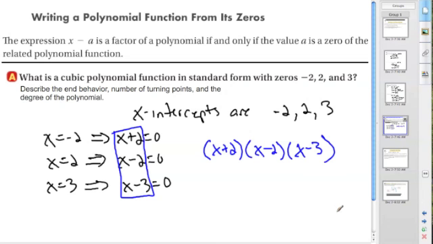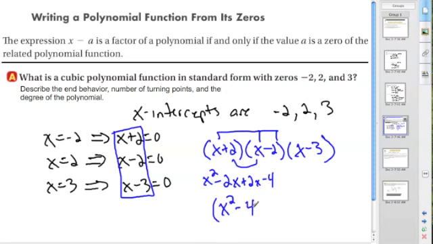Now we use the distributive property. So x times x is x squared. X times -2 is -2x. Then we have positive 2x and -4. Combine like terms. We have x squared, the 2x's cancel out, -4. And you drop down the x minus 3.